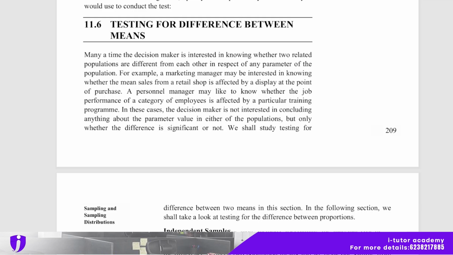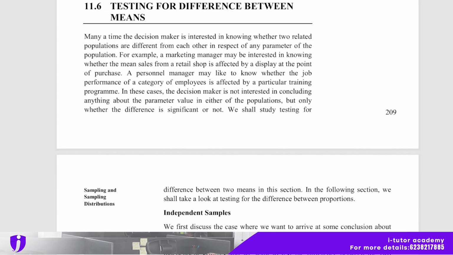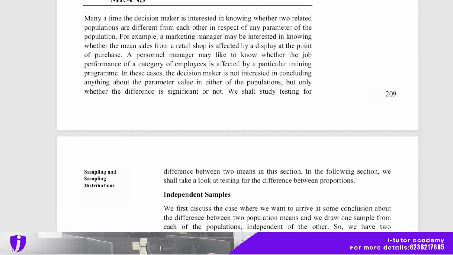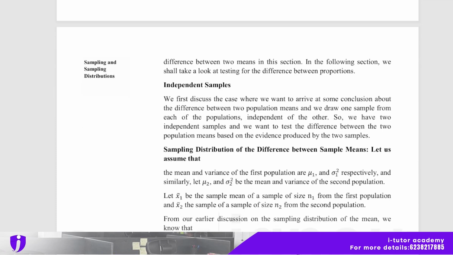For example, the marketing manager may be interested in knowing whether the mean sales from a retail shop is affected by a display at the point of purchase. A personnel manager may like to know whether the job performance of a category of employee is affected by a particular training program. In this case, the decision maker is not interested in concluding anything about the parameter value in either of the populations. And independent samples.